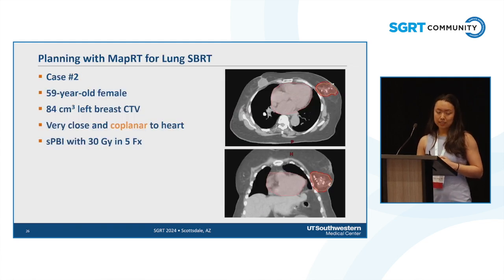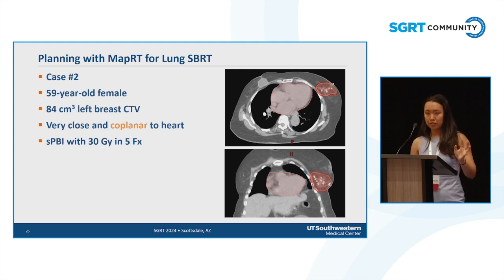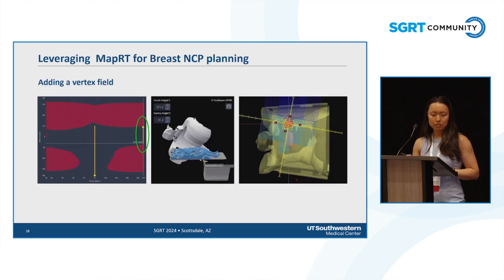So in the second case, we have a 59-year-old female, relatively young, and a large CTV left breast, very close to the heart, and in this case almost completely coplanar with the heart. So our approach of slightly steering the beam away might not work as well. So we decided to do something a little more drastic, adding what's called a vertex field.